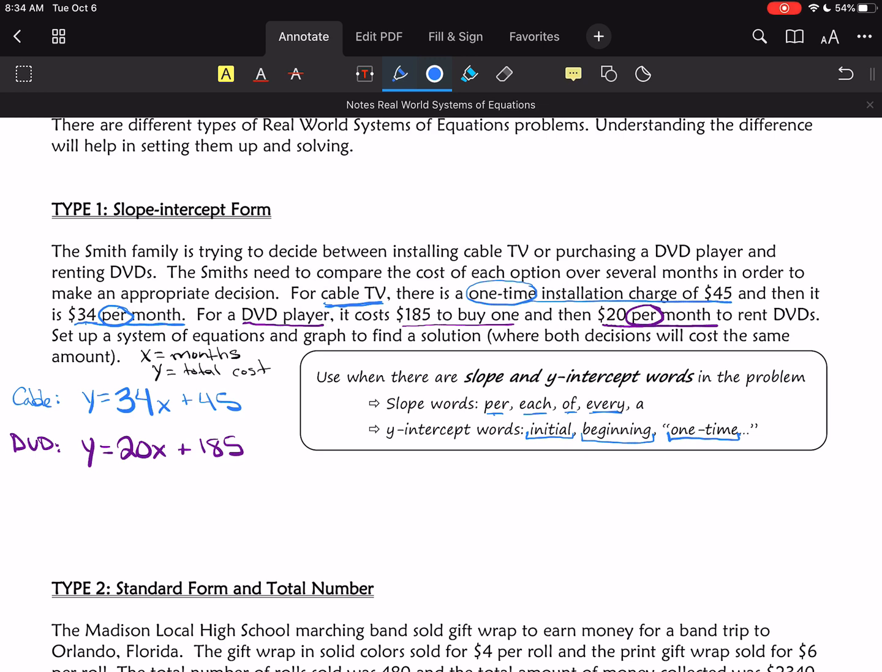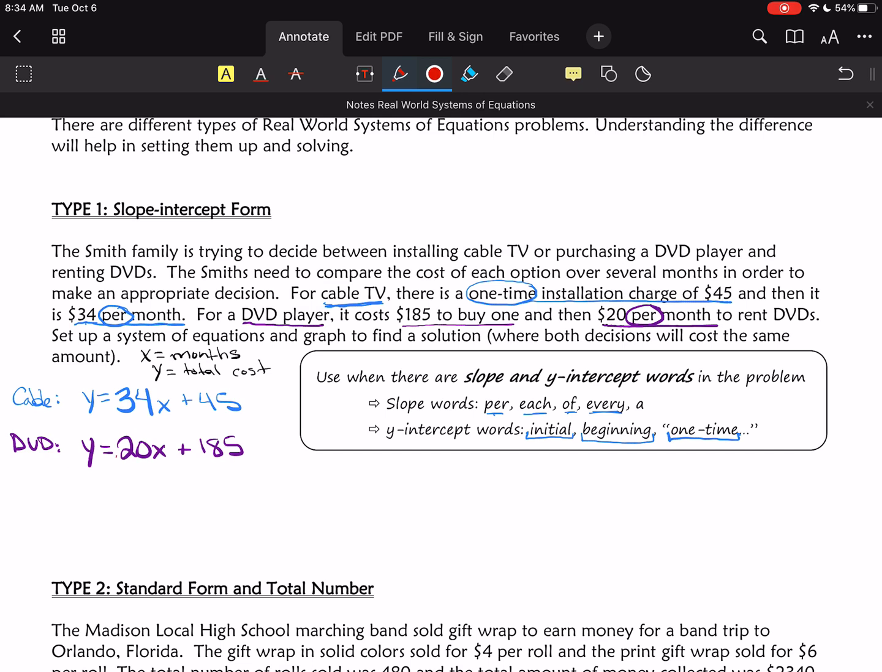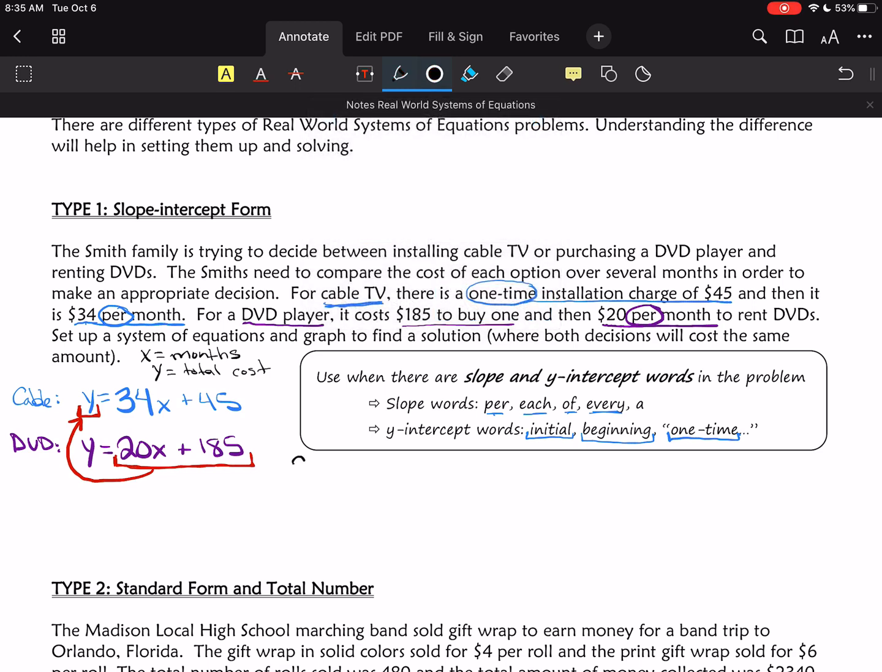So I'm going to use substitution here. And I notice that this is what y equals in the bottom equation. And then when I look at the top equation, I have a y right here. So I'm going to basically set these two things equal to each other, right? I'm going to substitute y for what y equals, which is 20x plus 185. And that would look like this. Equals 34x plus 45.